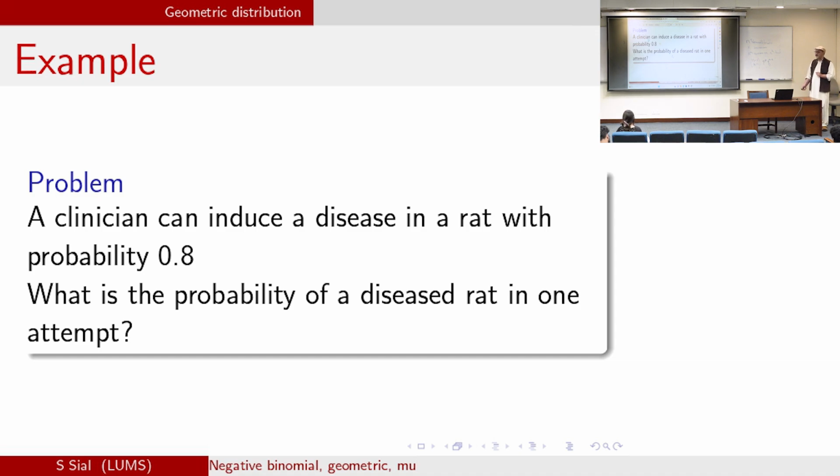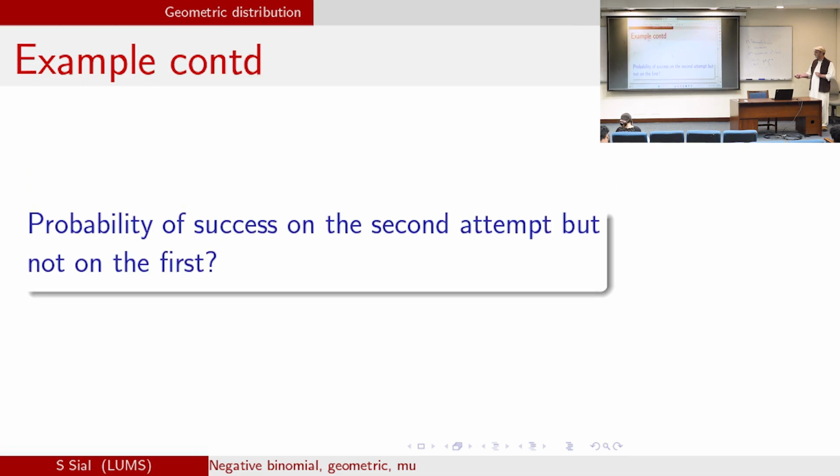80%? That's what we just said, right? Okay. What's the probability that it would take 2 attempts? So what you're saying is, what's the probability of getting a failure followed by a success? Well, the probability of failure, Q, times the probability of success, P. So 0.2 times 0.8.